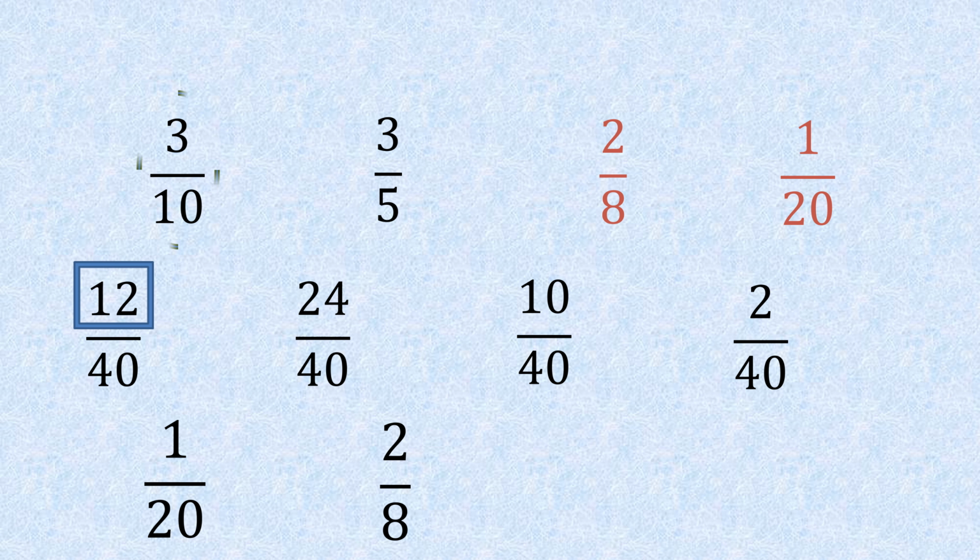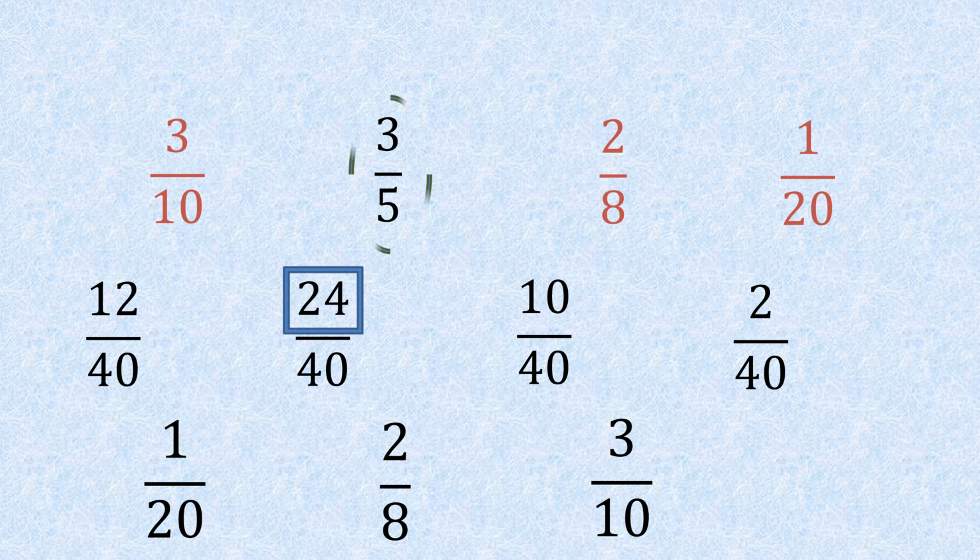Write that down. The next one, 12/40, which is equivalent to 3/10. Write that down. And our last one, our largest one, is 24/40, which is equivalent to 3/5. So there's the correct order.